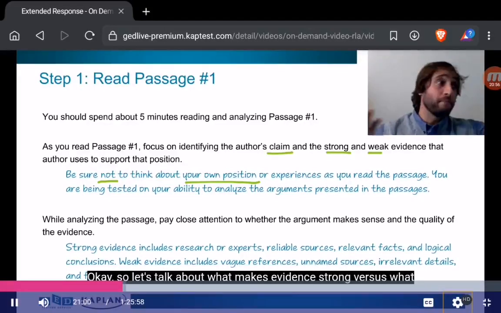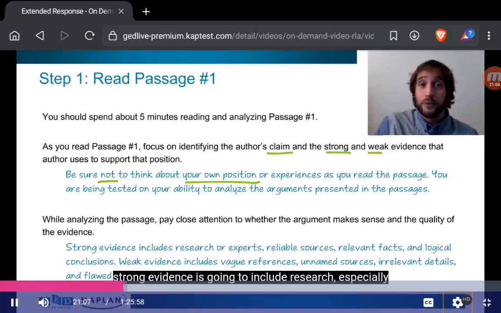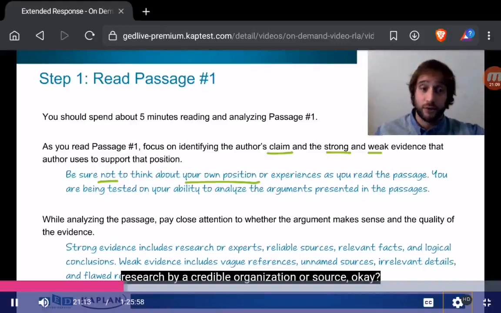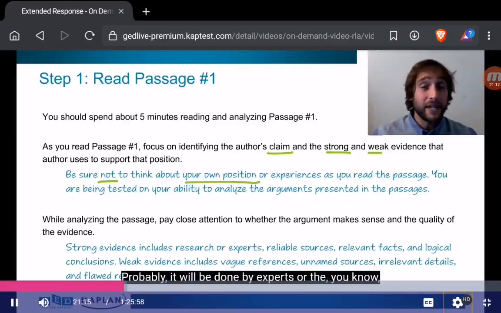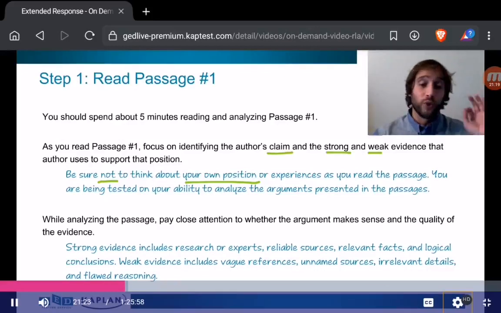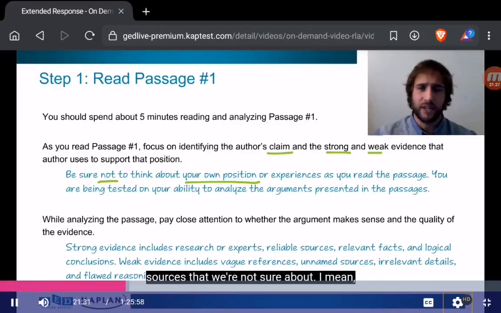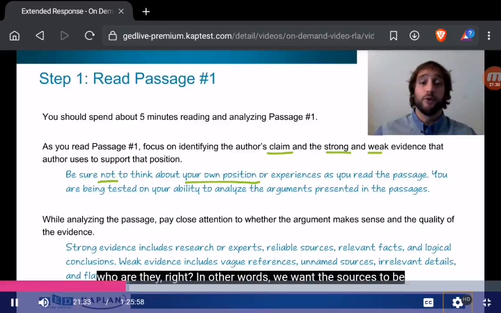Okay, so let's talk about what makes evidence strong versus what makes evidence weak before we practice with the passage. Well, strong evidence is going to include research, especially research by a credible organization or source. Okay, probably it will be done by experts, or the evidence will cite an expert in that field. Okay, reliable sources that are indicated and declared are way better than nameless sources or sources that we're not sure about. I mean, who are they, right? In other words, we want the sources to be reliable.